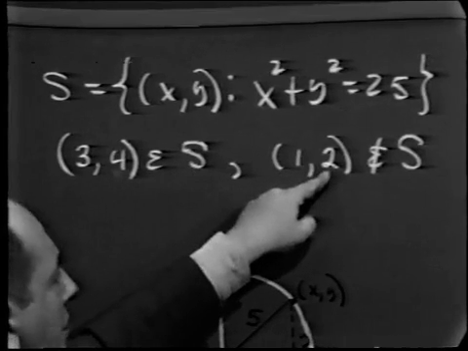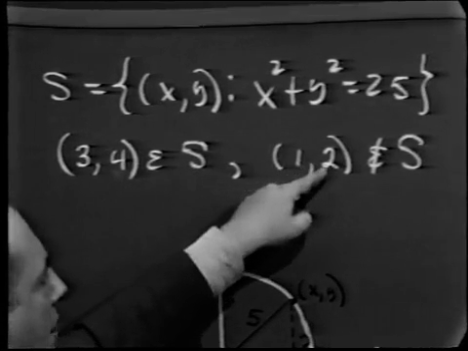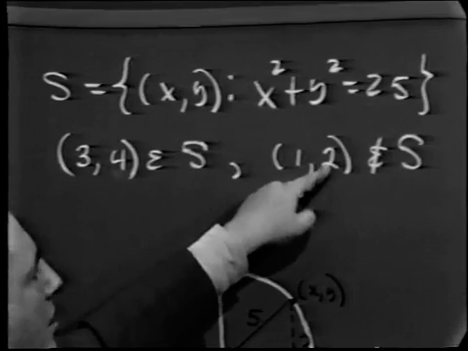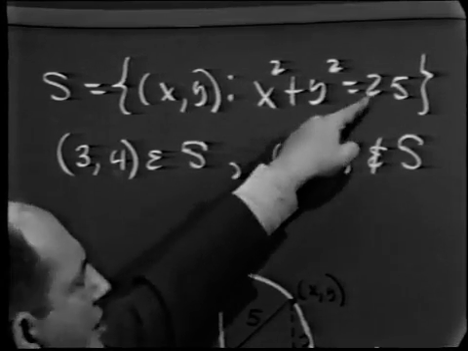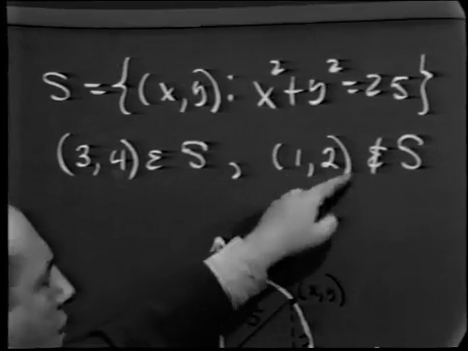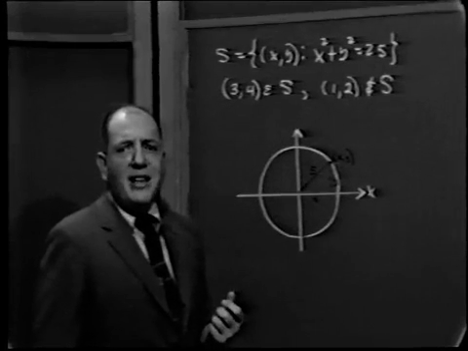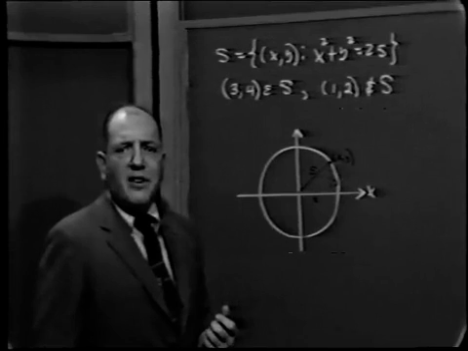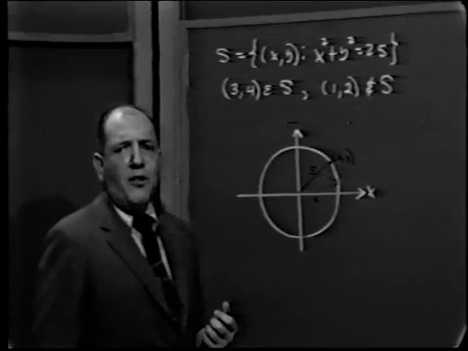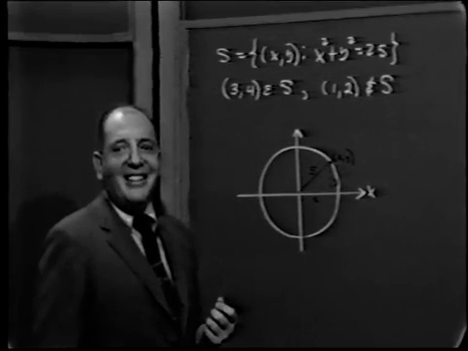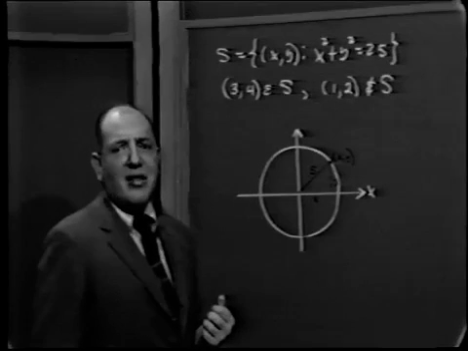How about (1, 2)? Well, 1 squared plus 2 squared is 1 plus 4, which is 5. 5 is not equal to 25, so (1, 2) does not belong to S. Well, did we need any geometry to be able to visualize this result? Hopefully, one did not need any geometry to visualize this result.